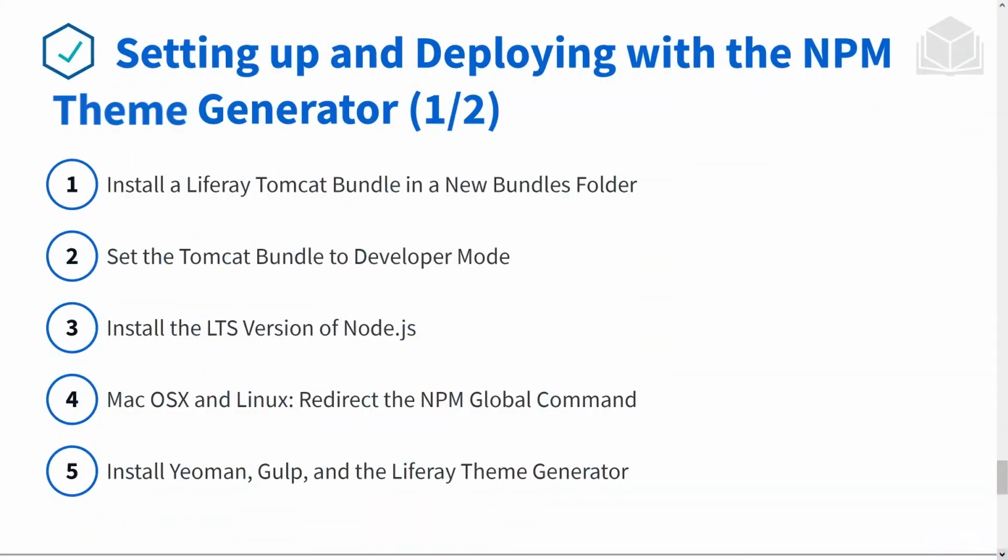In this exercise, we want to use the NPM theme generator to quickly generate and deploy a theme. We'll install a Liferay Tomcat bundle in a new bundles folder, set the Tomcat bundle to developer mode, then install the long-term support version of Node.js. If you are a Mac or Linux user, I'll show you how to redirect the npm global command. And we'll install the Yeoman, Gulp, and Liferay theme generator.